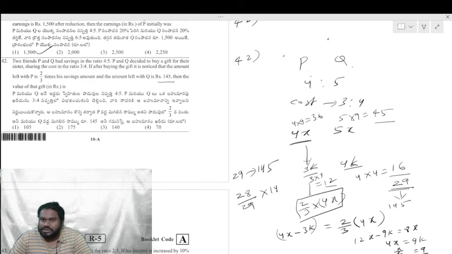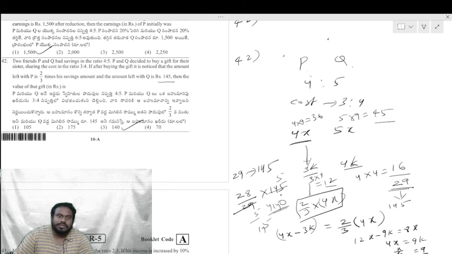28 parts, how much? Obviously, nearer to 145. Whichever is the answer there, that is the answer. You don't have to solve it. 29 parts is 145, so 28 parts will be very much nearer to 145. 140 is the answer. Or else you can solve it: 29 times 5 is 145, right? So 5 times 28 is 140.